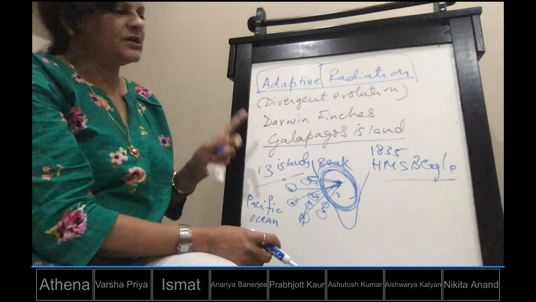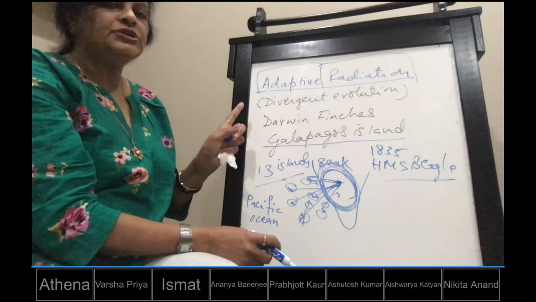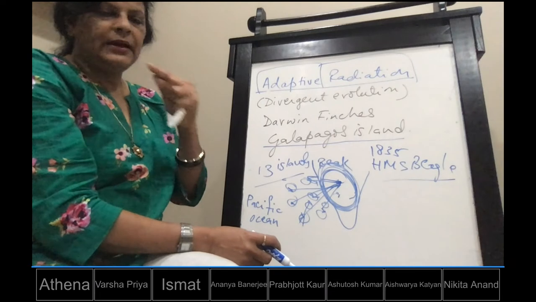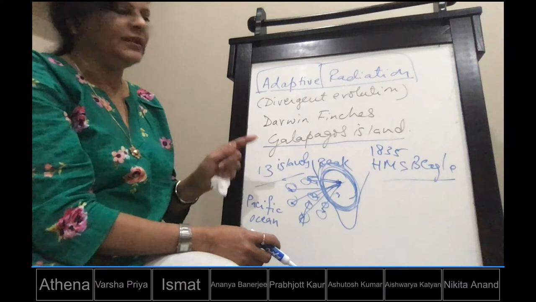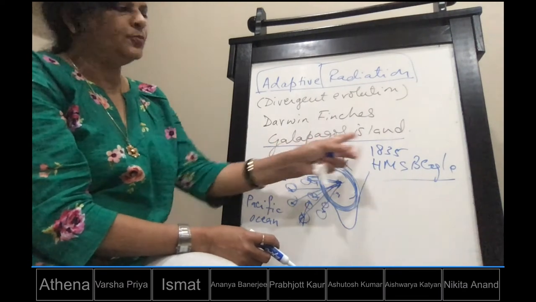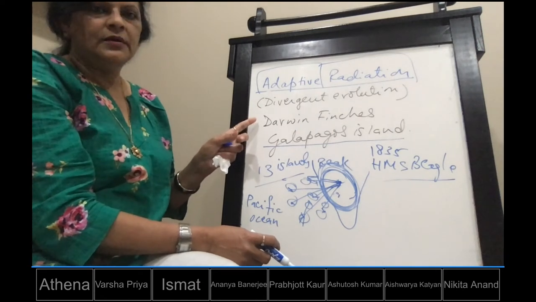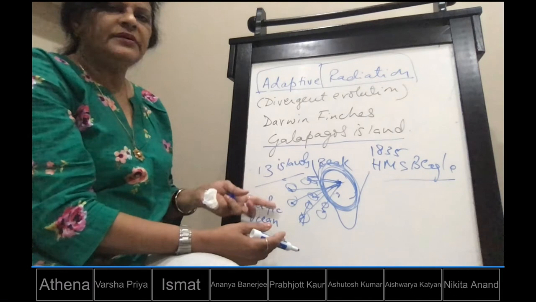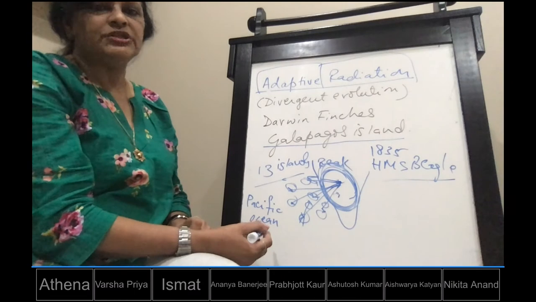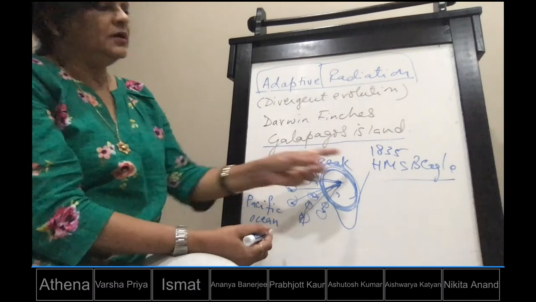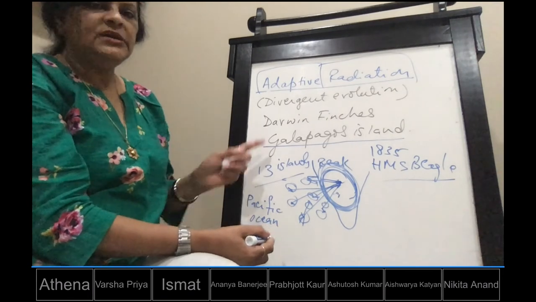An example of this is the adaptation of beak depending upon the food available in the Galapagos Islands, studied by Charles Darwin. And later on, these birds were named after him. So they are called Darwin finches. And he used this ship in 1835 to move around these islands.